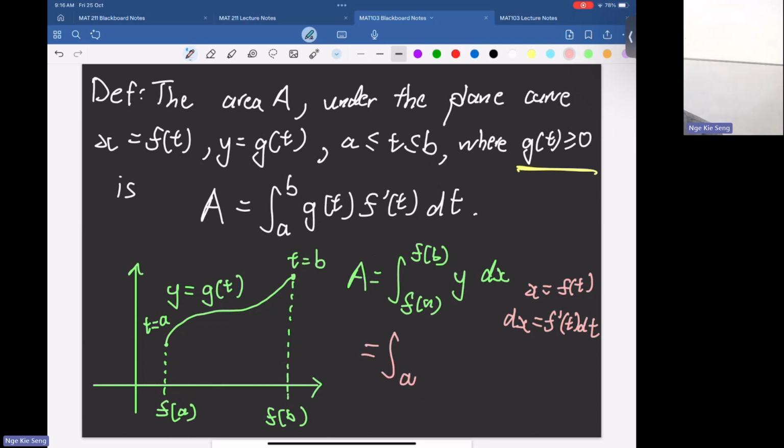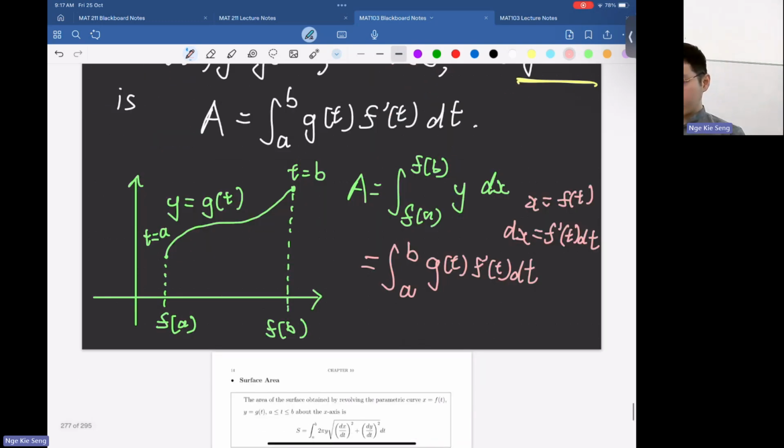So you do integration by substitution and you get the integral from a to b of g(t) f'(t) dt. If you want to calculate, make sure you remember to differentiate the one that is the x one, because you do the integration by substitution. Clear? Easy to follow. Okay, let's try one easy example.